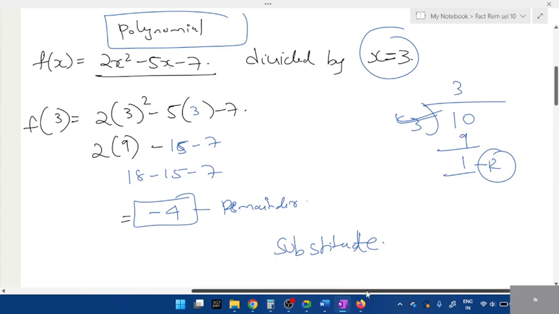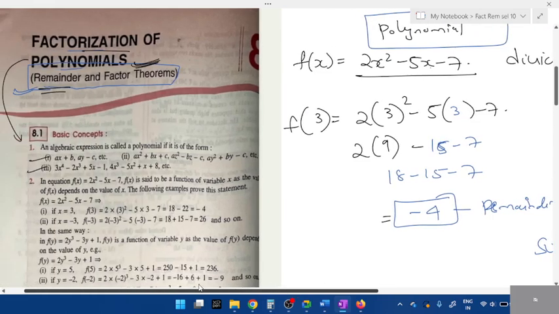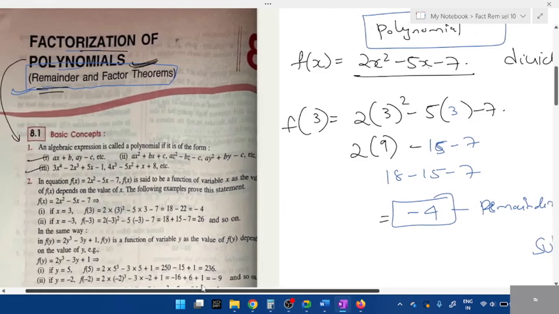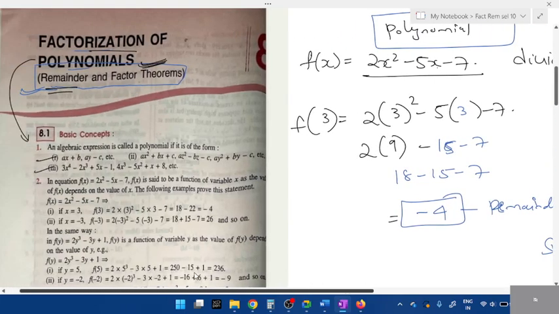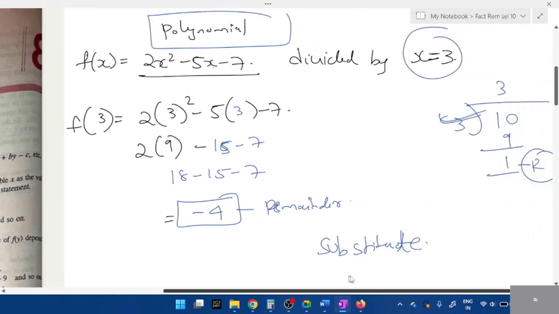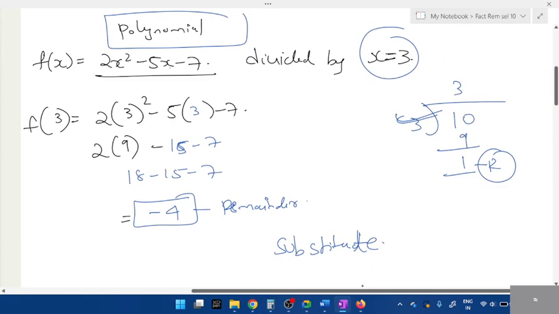Write the chapter's name as Factorization of Polynomials. Write Remainder and Factor Theorem, students. This is the 8th chapter in your textbook. So whatever we are studying now is the remainder theorem. Factor theorem is the next exercise.